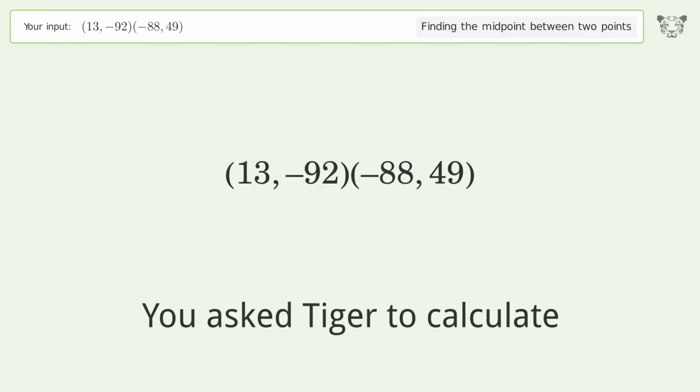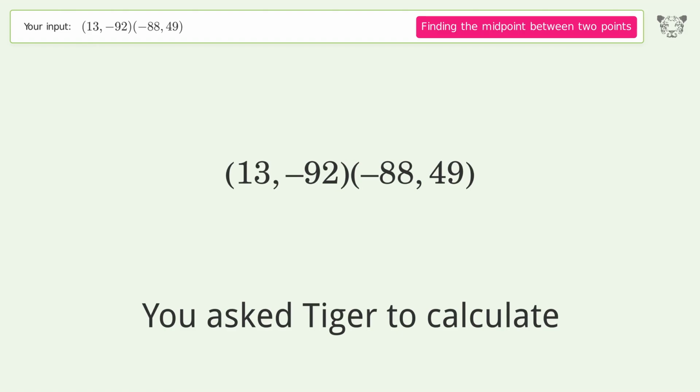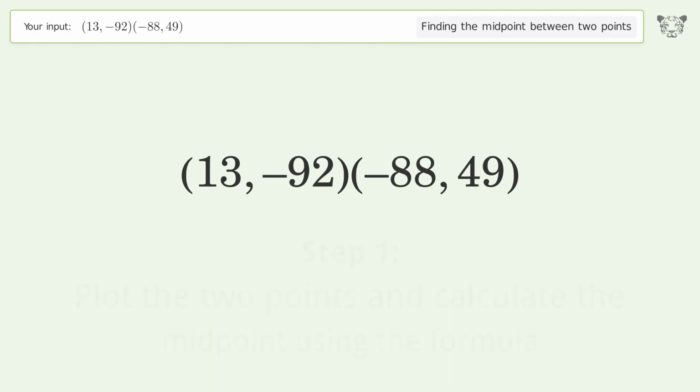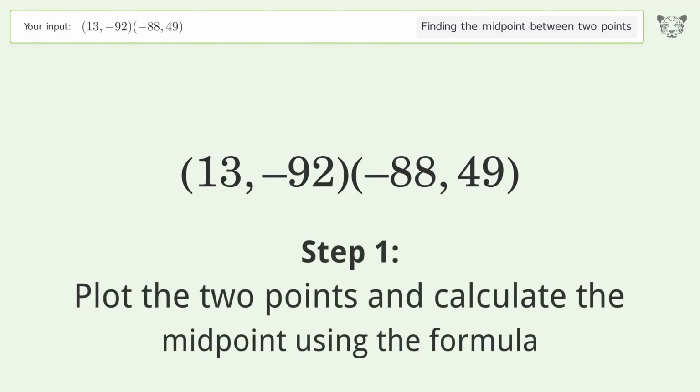You ask Tiger to calculate. This deals with finding the midpoint between 2 points. The midpoint between the 2 points is -37.5, -21.5. Let's solve it step by step. Plot the 2 points and calculate the midpoint using the formula.